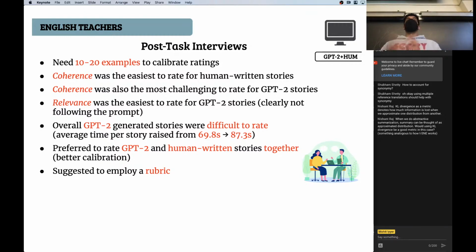And one other thing that we concluded was that in these cases, if you have a reference, you should always pair up the evaluation. So if you have a model-generated output, you should show it alongside the reference text to the workers so that they can do a better job of calibrating their results. So what that means in this case is if you have a reference story and you have a model-generated story, they're generated from the same prompt, then show them side by side and then ask the worker to evaluate the machine-generated story.